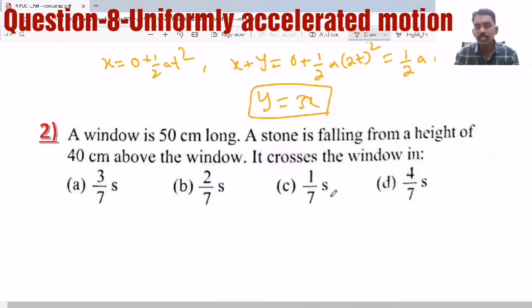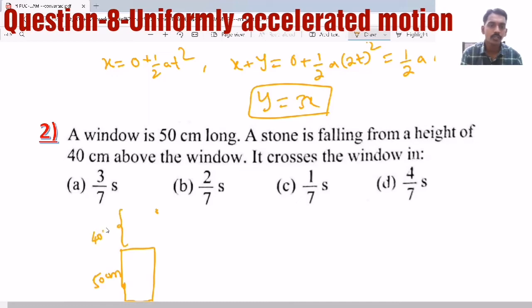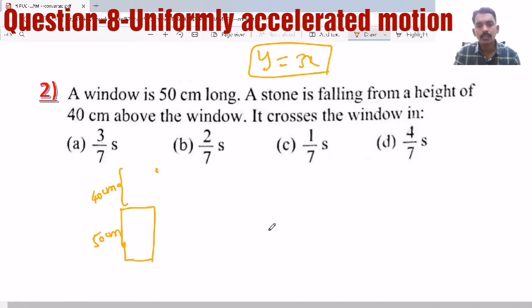Now, a window is 50 centimeter long. A stone is falling from a height of 40 centimeter above the window. It crosses the window. So here they are telling there is a window, and the height of the window is 50 centimeter. Now we are dropping the stone from a certain height, that is 40 centimeter above the window. Now it crosses the window here. So let's take this point A, this point B and this point C.